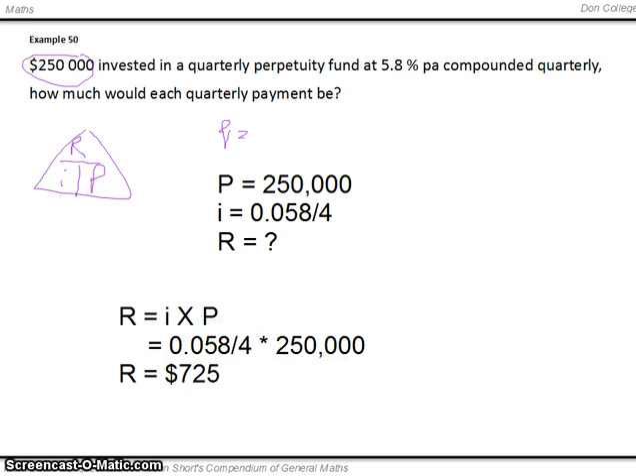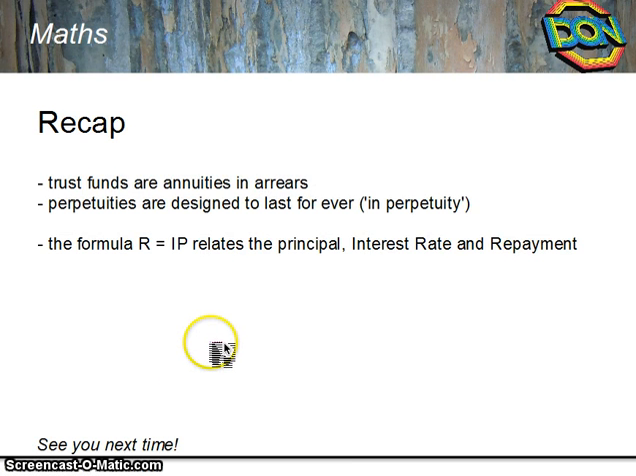So there we go. That's trust funds and perpetuities. Trust funds are annuities in arrears. Perpetuities are designed to last forever. That's what in perpetuity means. And the formula R equals I times P relates the principal, interest rate and repayment, and you can use that handy tombstone triangle image to remember how all that works. Okay, there we go.